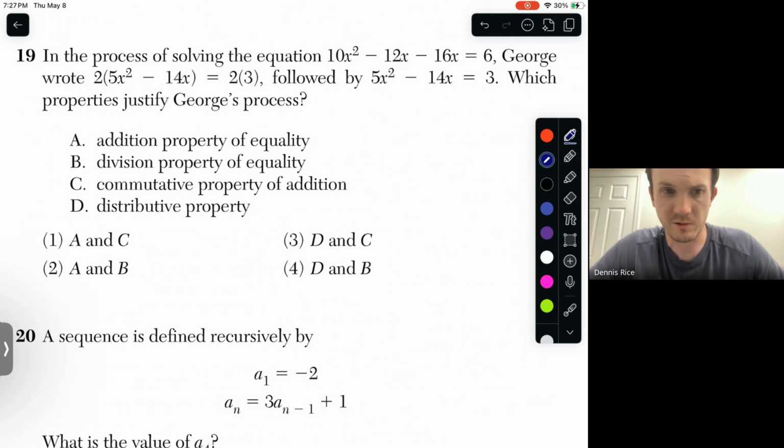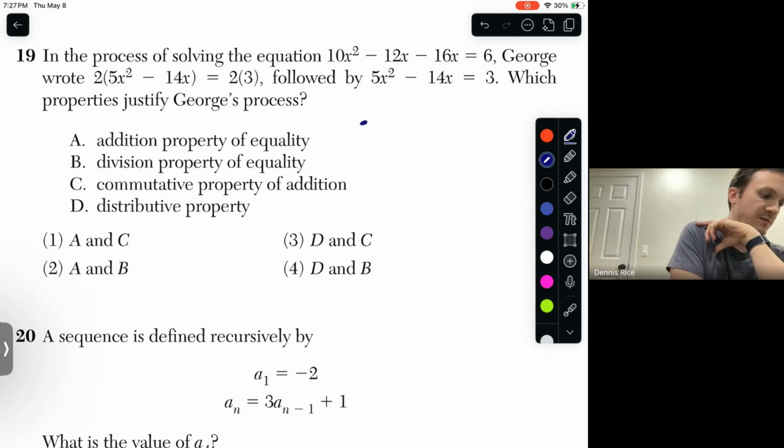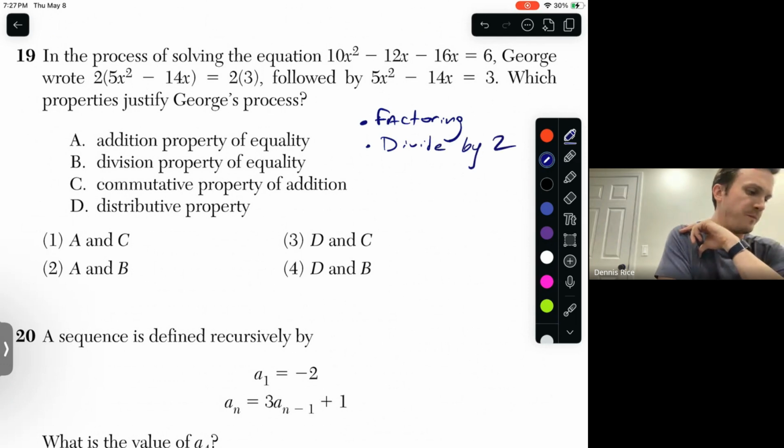So I always say with these questions, first of all, think what happened. Okay, he had a quadratic. What is he doing in the first step where he's writing 2 parentheses? So what he's doing is factoring, right? And then what happened to that 2? So it looks like he just divided by 2 on both sides.